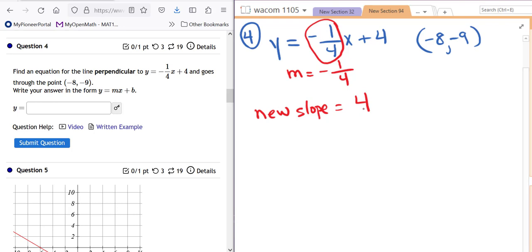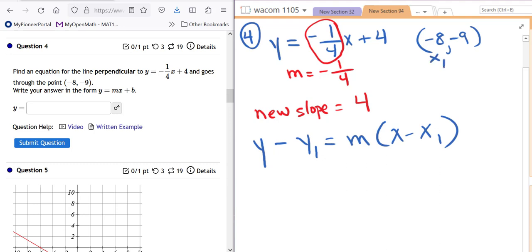And then we have to go into the point-slope form. You can't go through the y-intercept or the slope-intercept equation. So we have y minus y1 equals m times x minus x1. And this is our point, so this is x1, y1. And our new slope will be 4. So we have y minus a -9 equals 4 times x minus a -8.